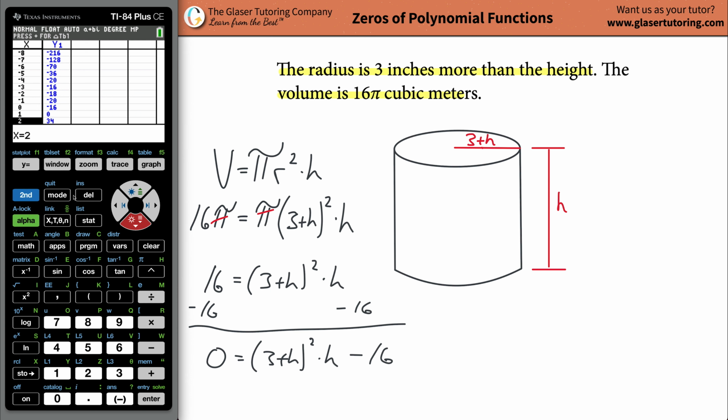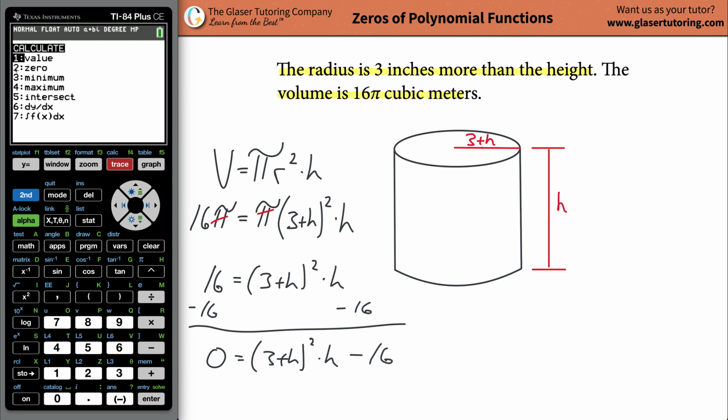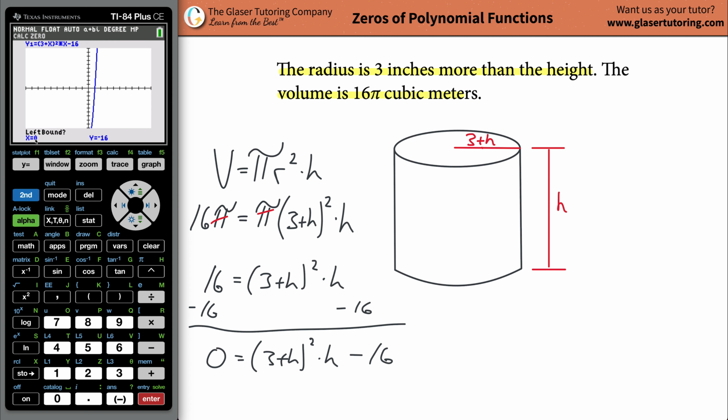But sometimes what happens if the numbers don't work out that nice? What you can do is use the calc function. Hit second trace, that'll bring up the calculate function, then scroll down to number 2 and hit enter. Then move the cursor to the left bound of the intersection point. It's going to intersect at 1, so just leave it like 0.15. That's fine, just to the left, a little less than. I wish they said x less than. Something like that would have been nice, but it doesn't make a difference. Right bound.